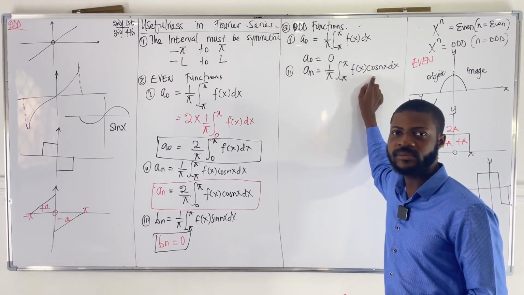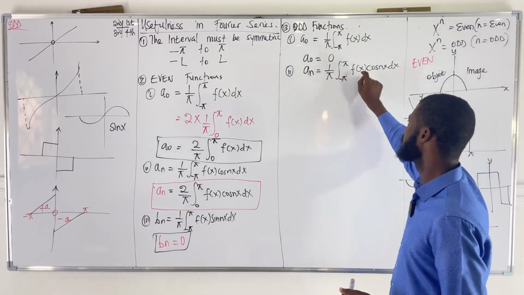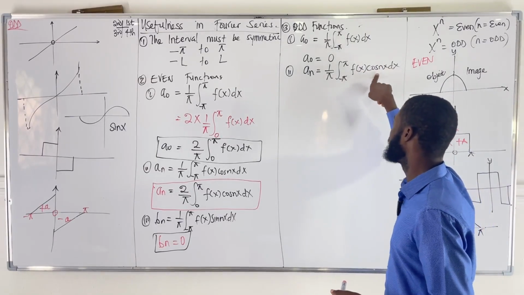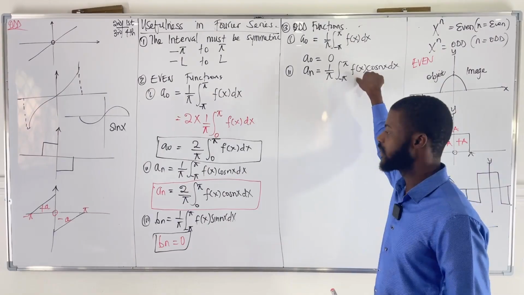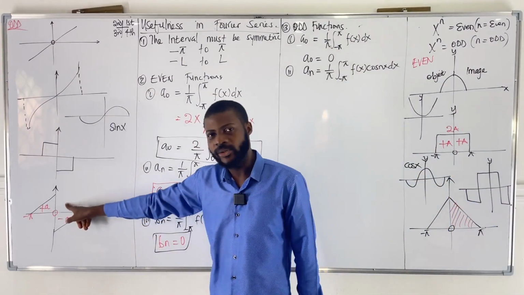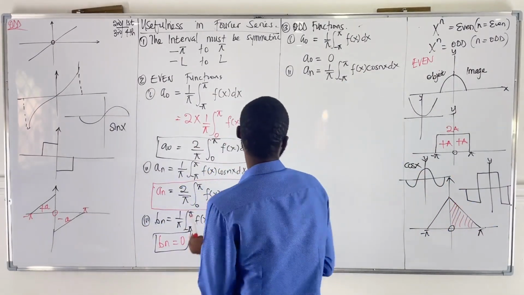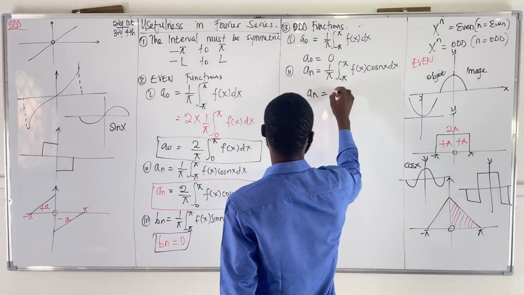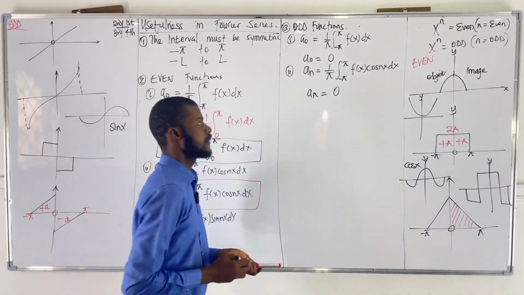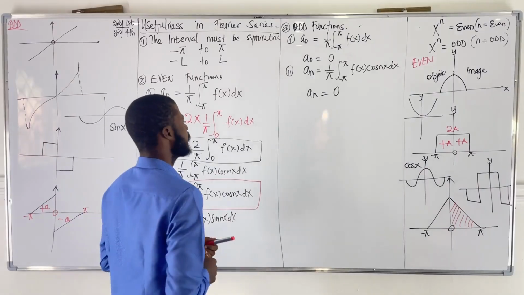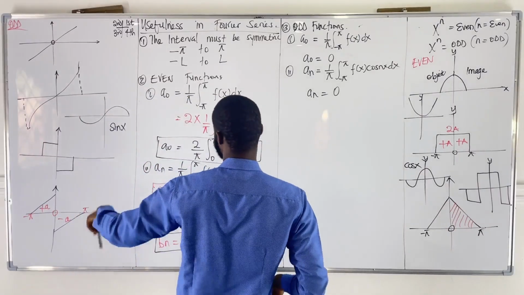Odd times even is odd. We did that previously. When the function is odd and you times it by an even function, it's going to be odd. Now again, the integral of odd will give you 0. So this guy here is 0. A sub n is 0. Any way you want to explain this, it's going to be 0.